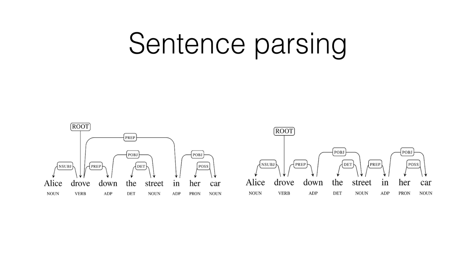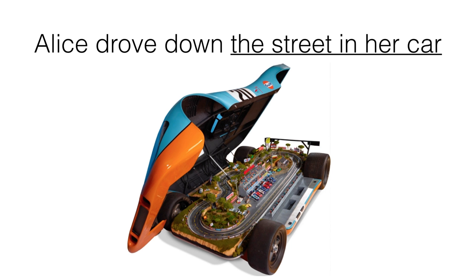It turns out, for example, that in English there are many ways that this sentence can be understood. Alice drove down the street in her car. Does it, for example, mean that Alice was driving down a street inside her car? What is it that's in the car? Is it Alice or the street? Well, as human beings, we know that it probably isn't a street that's inside the car. But how would a computer figure that out?